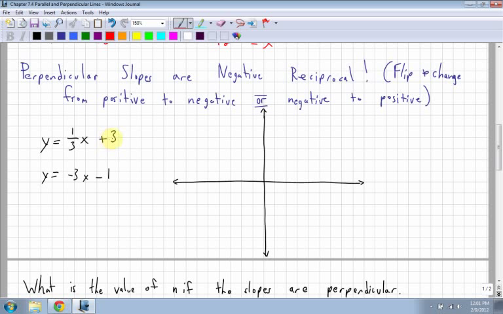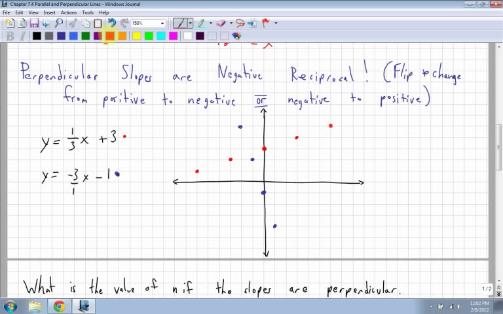So for instance, this line that I'm going to draw in red has a y-intercept of 3, 1, 2, 3. It's got a slope of 1/3, so it goes up 1 over 3, or down 1, back 3. The other line that I'm going to draw in blue has a y-intercept of -1, which is down here. This time it's got a slope of -3, and remember that you can always put slopes over 1 if they're a whole number. So that means I go down 3 over 1, or I could go up 3, back 1. So let's draw these two lines.